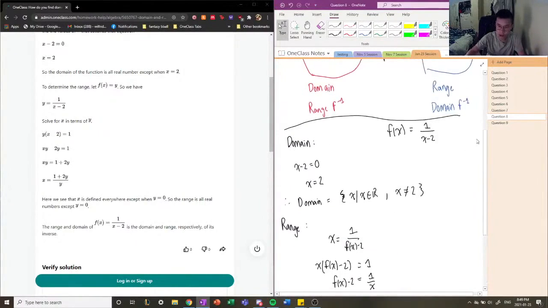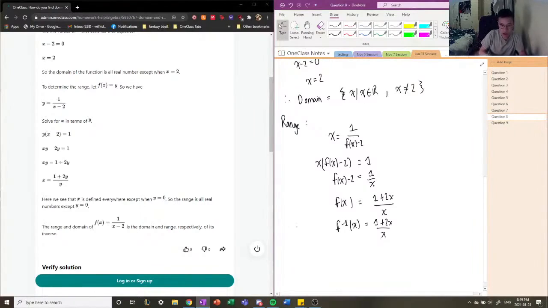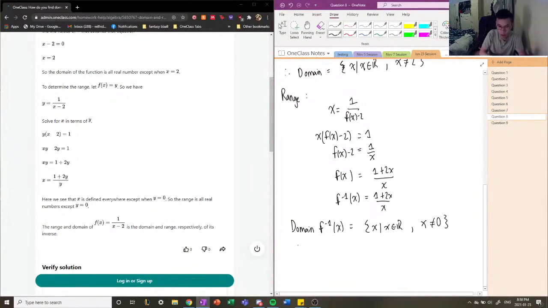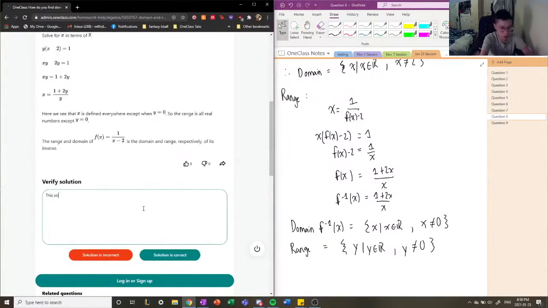Similar to the rational function before, we see that the domain of our inverse is x belongs to all real values, except x cannot equal 0, because when x is equal to 0, the denominator is equal to 0. And this equals our range. So our range is y belongs to all real values, except y cannot equal 0. Cool. Other than that, the solution is correct, and we can move on.